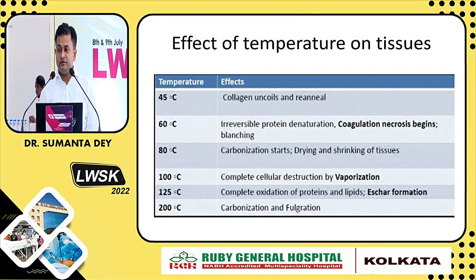The most important thing is that when I coagulate our tissues, usually the temperature is around 60 degrees centigrade. But if you increase the temperature, carbonization starts at 80 degrees centigrade, and at 100 degrees centigrade there is complete cellular destruction by vaporization. Actually, the water content inside the cell is vaporized and the cell bursts. And 125 degrees centigrade is complete eschar formation. So we have to use our temperature setup in our monopolar diathermy wisely so that we can put the desired effects on the tissues that we are going to coagulate or cut.